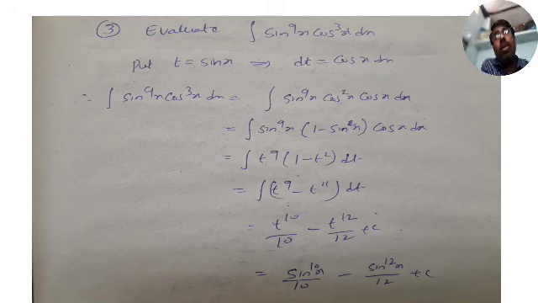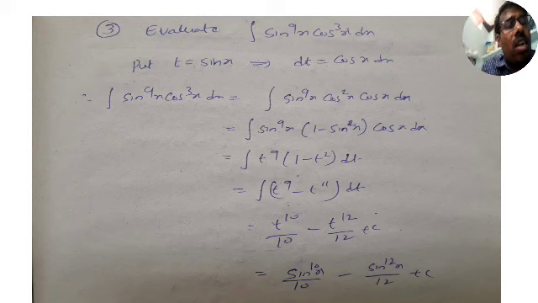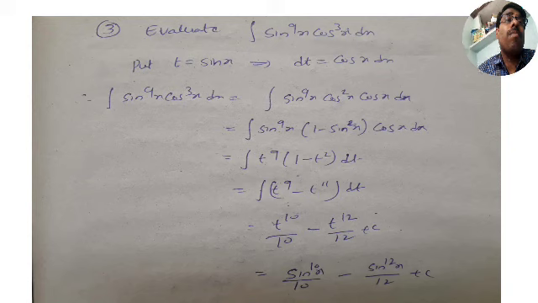Now you see, my third problem is evaluate integration of sin power 9x into cos cube x, that is integration of sin power 9x into cos power 3x dx. What is sin power? Sin power is 9, an odd number. And what is cos power? Cos power is 3, which is also an odd number.